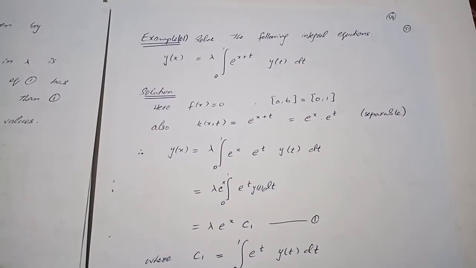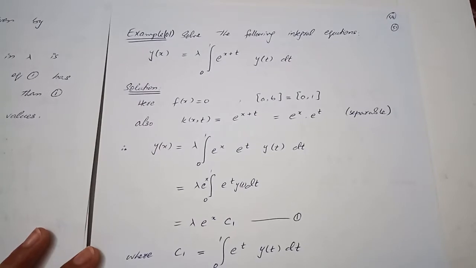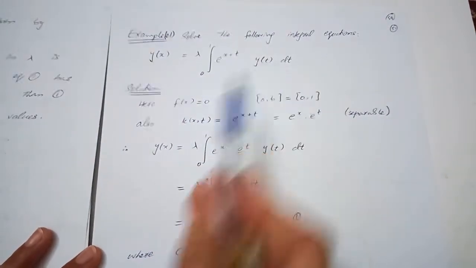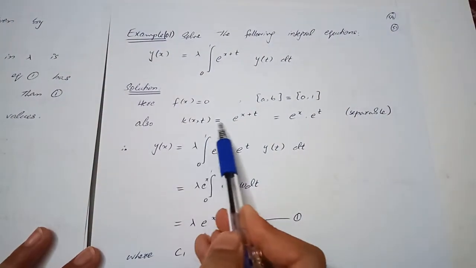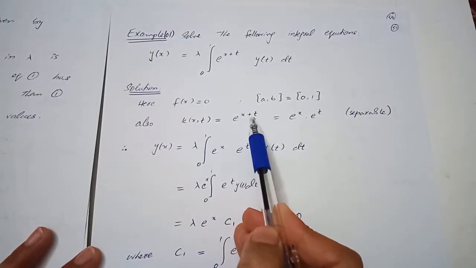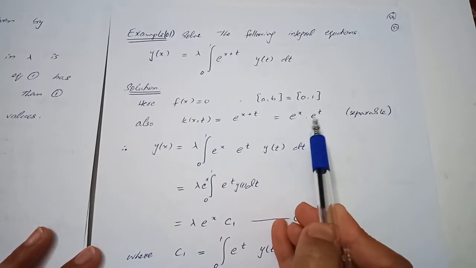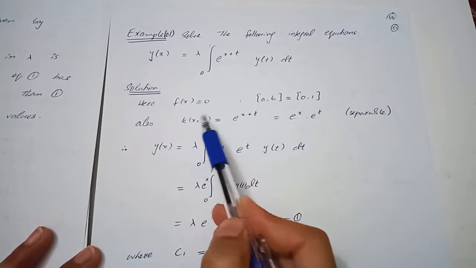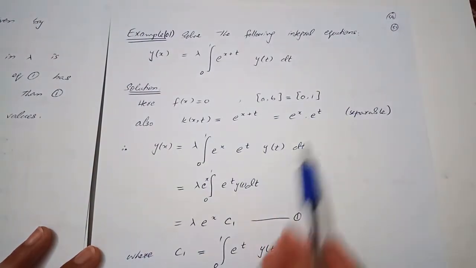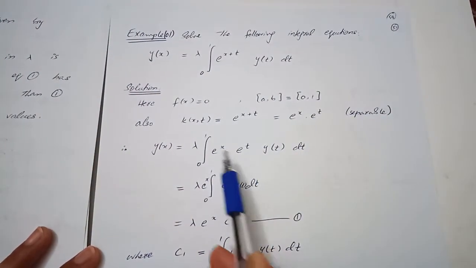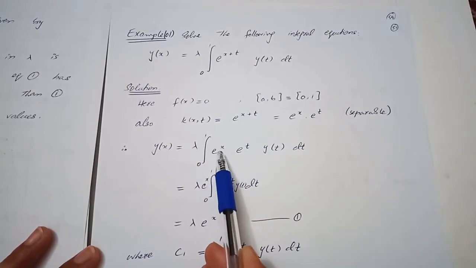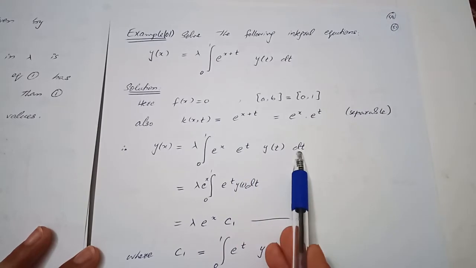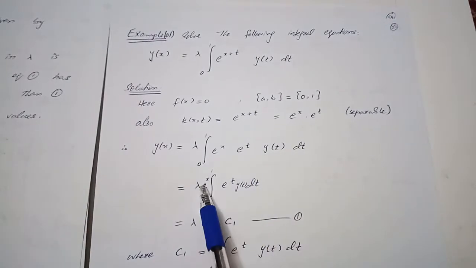Now let's come to the exact example. Solve the following integral equation. y of x is lambda integration from 0 to 1 e to the power x plus t y of t dt. Now you know that your kernel is e to the power x plus t. You can write it as e to the x multiplied by e to the t. So you can see that x are separated and t are separated. So this is the separable kernel. So write it separately like this and take the function that is depending on x outside, because the integration is depending on t, not x. So you can take it out.